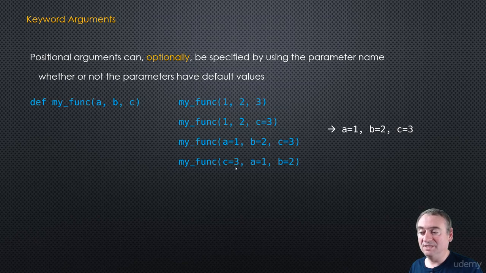If you want to specify C first and then A and B, that's perfectly fine. Because Python will look at this and say, okay, you want to put 3 into C, 1 into A, 2 into B, and you'll end up with the same result. So that's why we can use these keyword arguments. Even though we don't have default values, it's very useful for mixing things up.